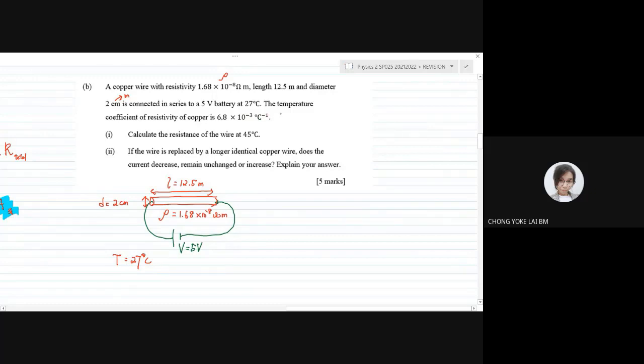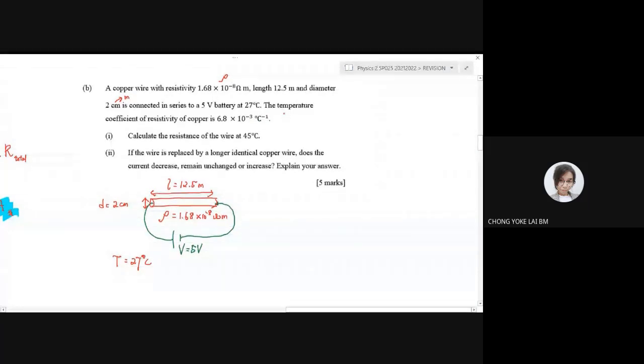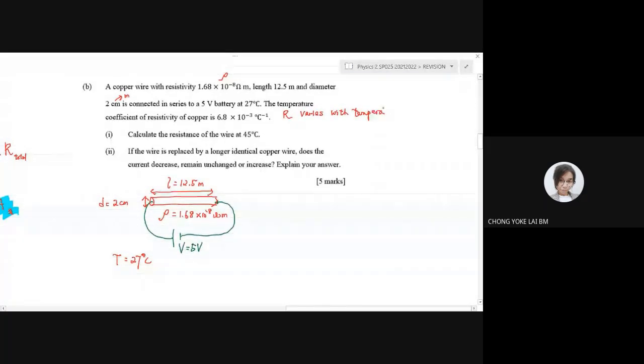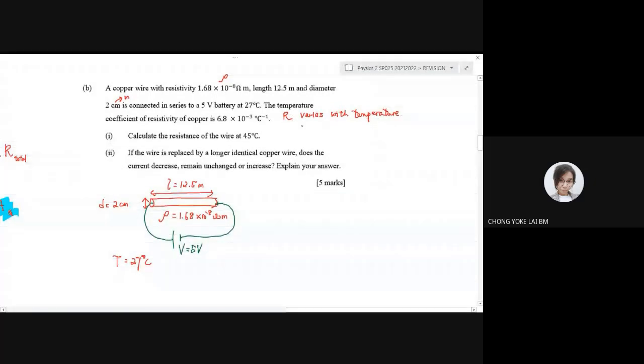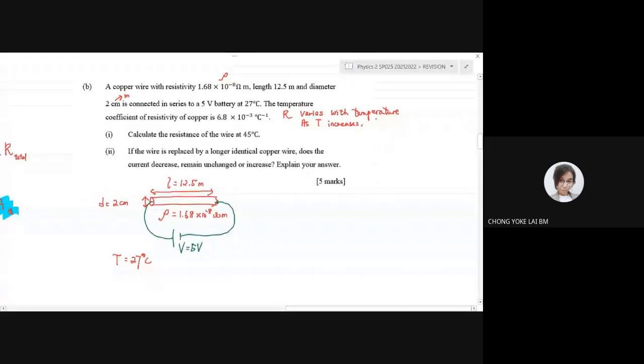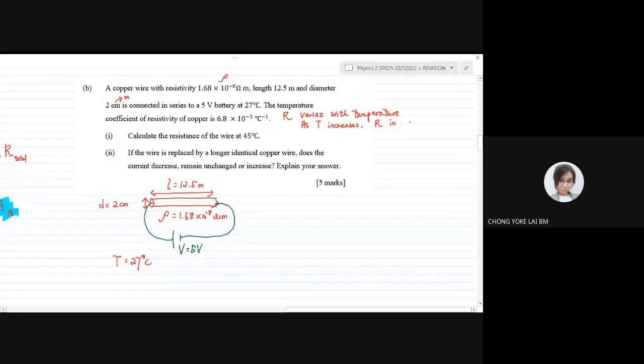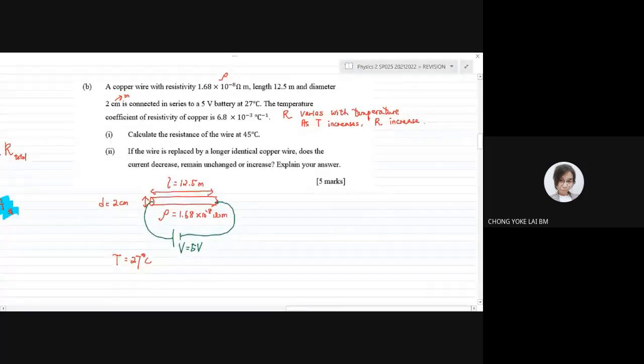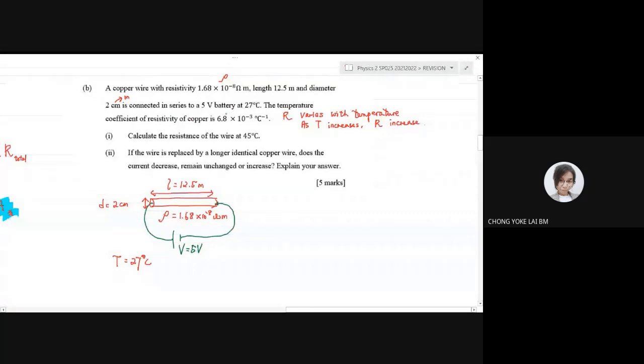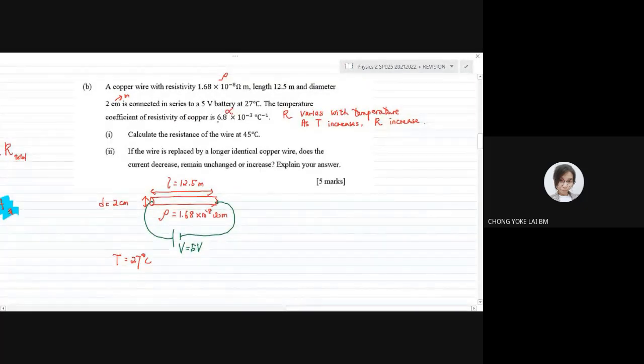So class, if you recall the concept, we understood our R will vary with temperature. Kalau you recall konsep yang kita belajar dalam topik 3, kita punya nilai resistance varied with temperature. When temperature increases, the value of resistance will increase. That's why the question gives us the temperature coefficient of resistivity. That one ialah alpha, 6.8 times 10 to the power of negative 3 per degree Celsius.